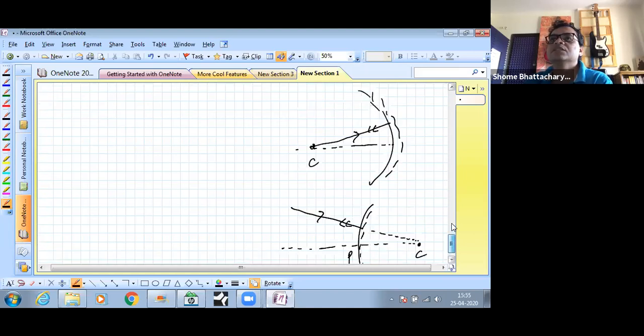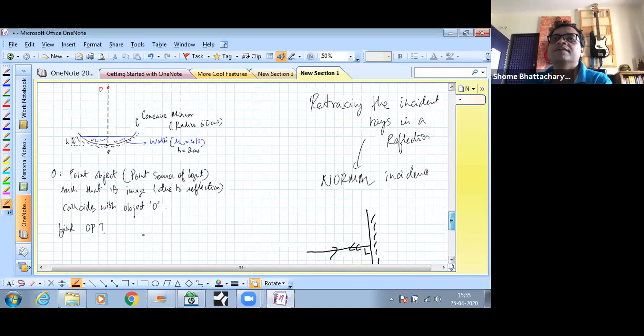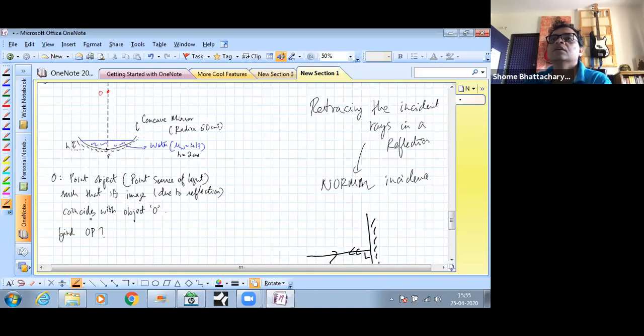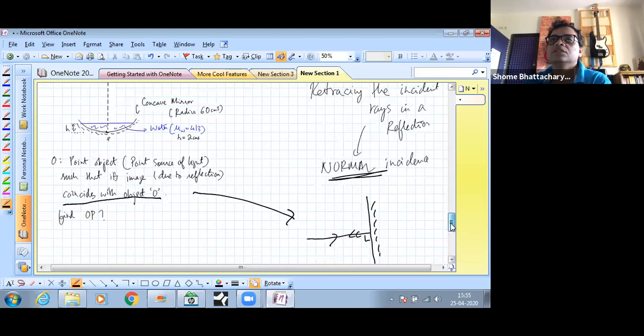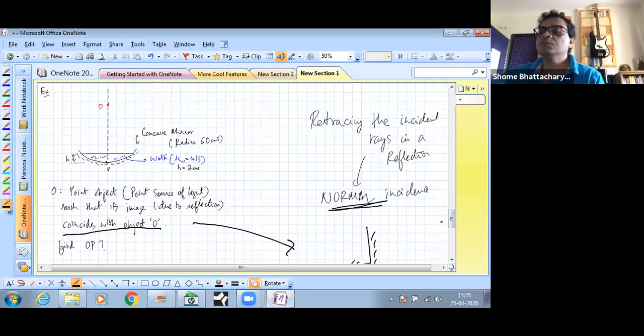In any situation where the final image coincides with the object, there is retracing of the path happening. If there is retracing of the path, there has to be normal incidence. In this case, it's a concave mirror, so I want this situation. Just use this concept now. Along with that, remember that not only reflection is happening here; before reflection occurs, there's also a refraction happening. So you have to take care of that and use it along with the formula.